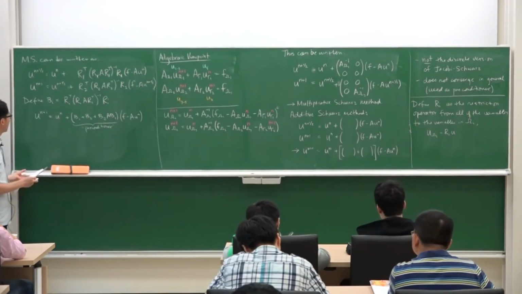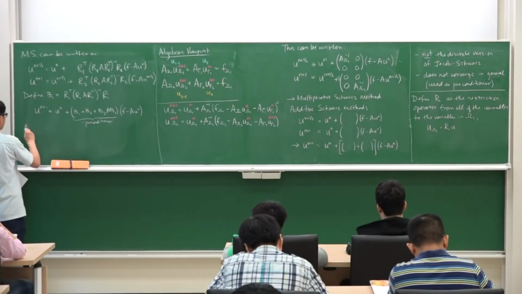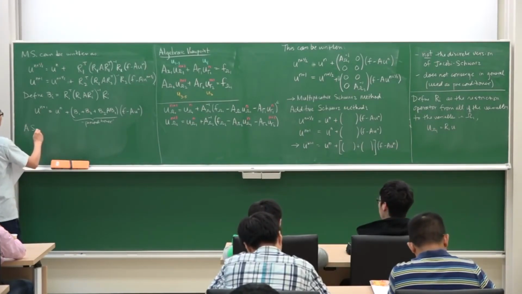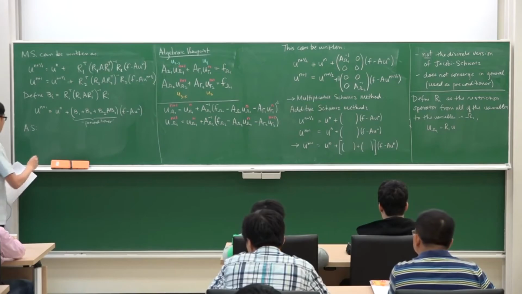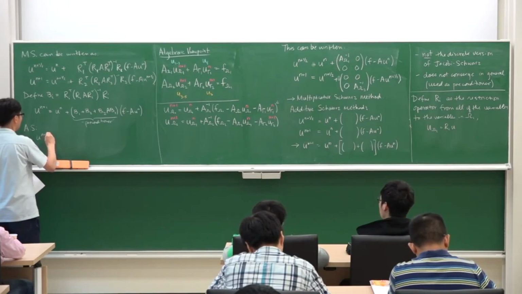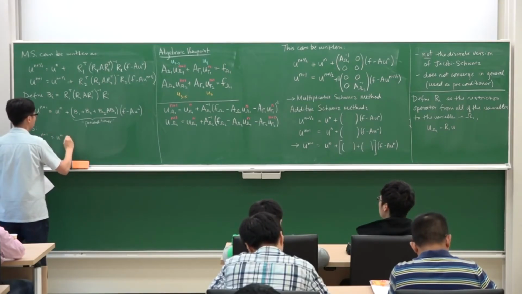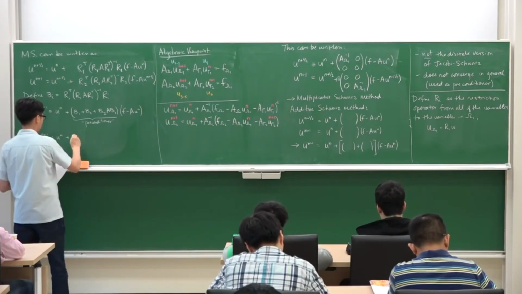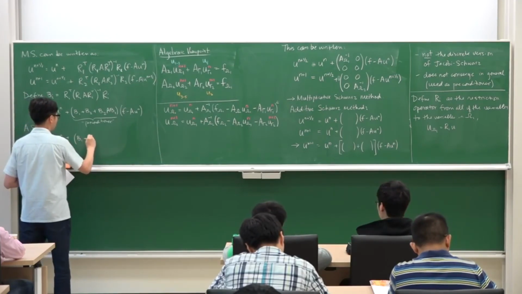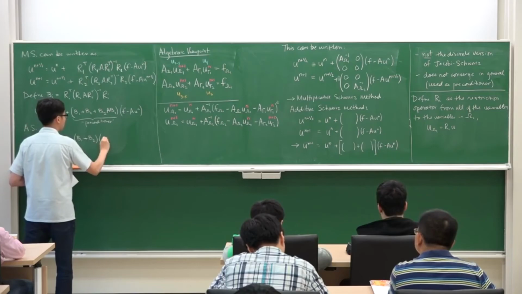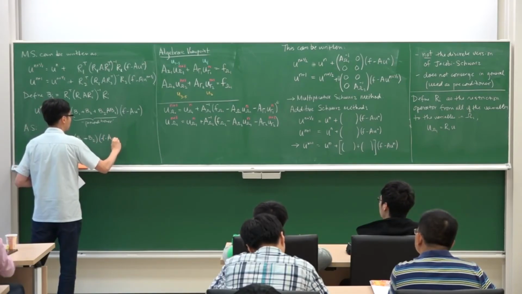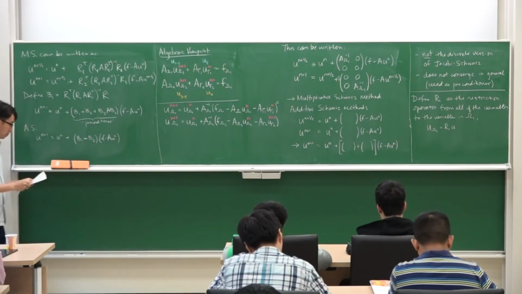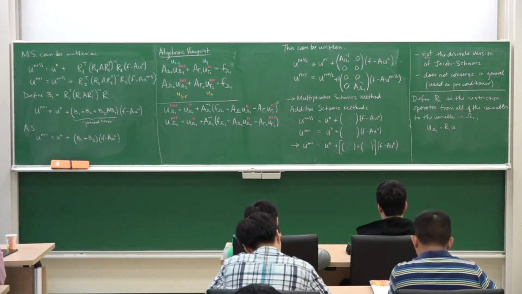And if we do exactly the same thing for additive Schwarz, we would have u^(n+1) equals u^n plus (B1 plus B2) times (f minus A u) at level n. Okay?